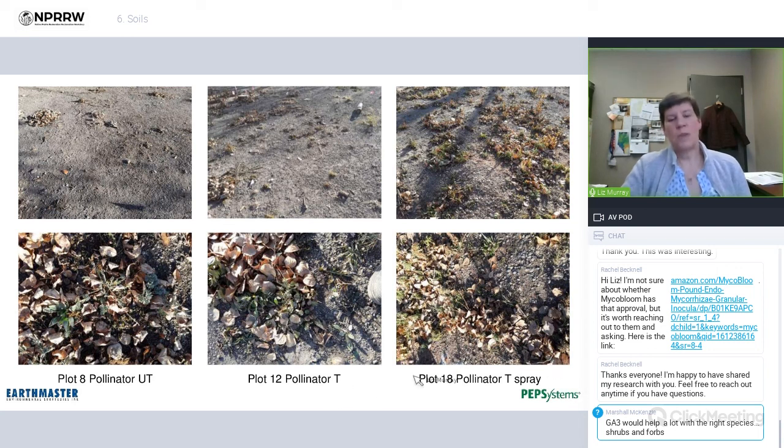We did two types of treatment with the pollinator species. We actually treated the seed, and then in another case, we sprayed the bacteria on the ground and then deployed untreated seed and raked it in. So we did a couple of different things there.